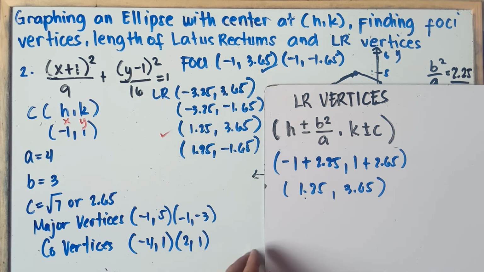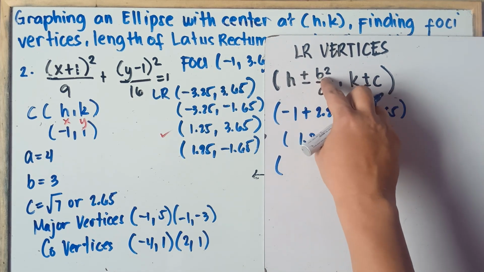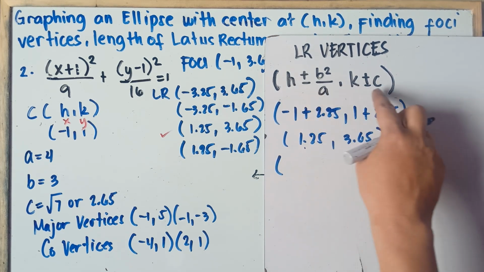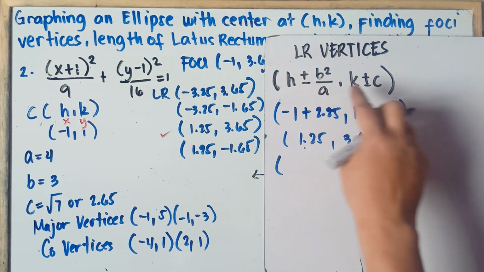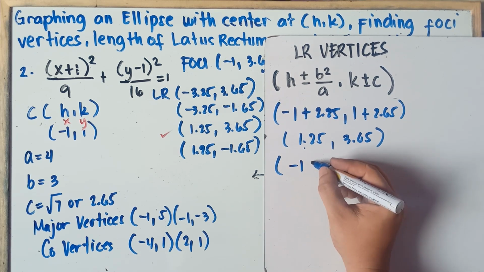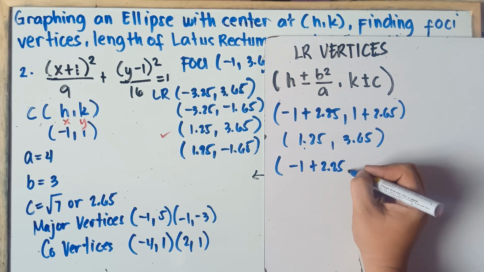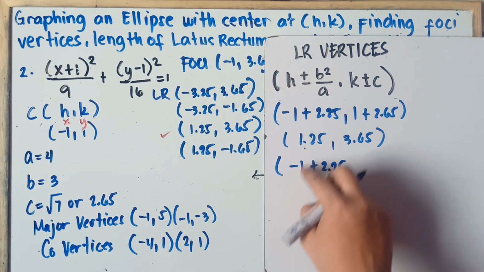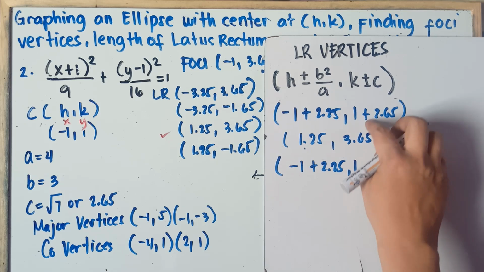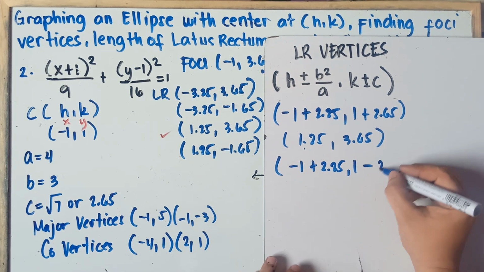Alright, so you got the same answer. So let's have this one. Let's have positive for b squared and then negative for c. So h is negative 1, and then we have positive 2.25. Once again, h is negative 1, b squared over a, that's 2.25. K is 1. And then let's have minus c, class. Minus our c is 2.65.